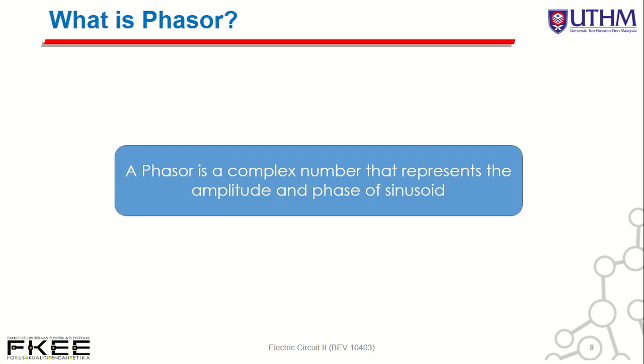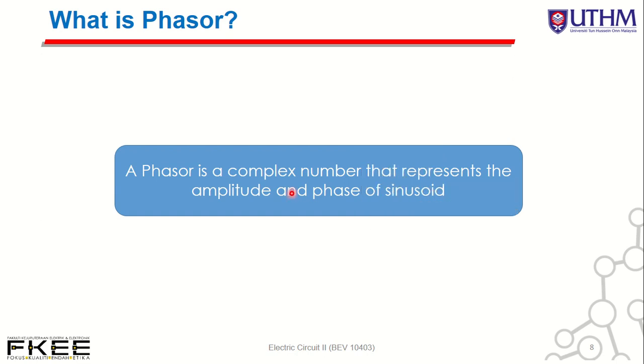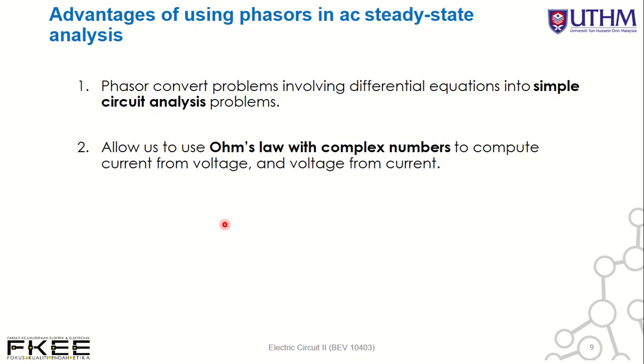Okay, next, what is a phasor? This is the important part in this subtopic. A phasor is a complex number that represents the amplitude and phase of a sinusoid. What you learned about complex numbers before is very important to apply in this chapter on phasors. What is the relationship between a phasor and a complex number?